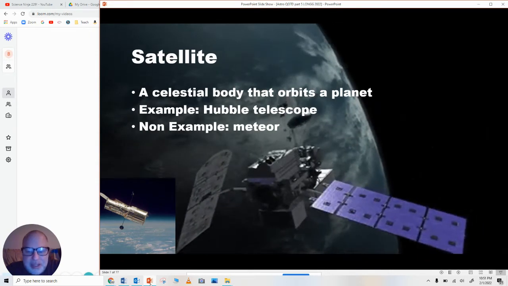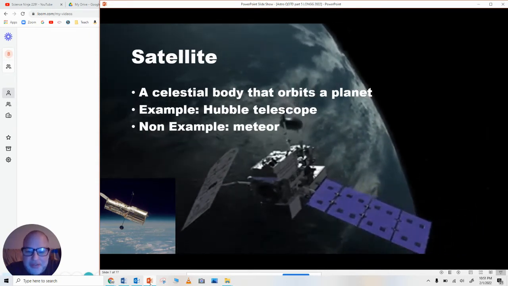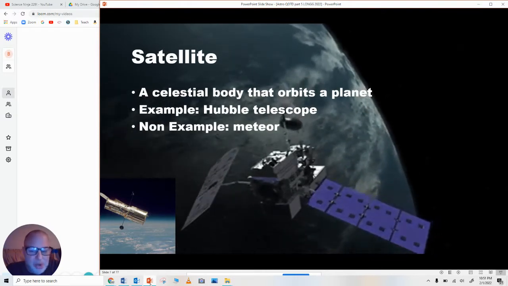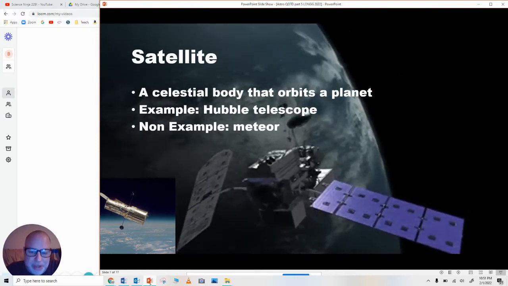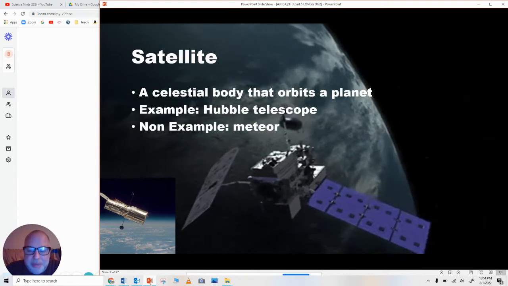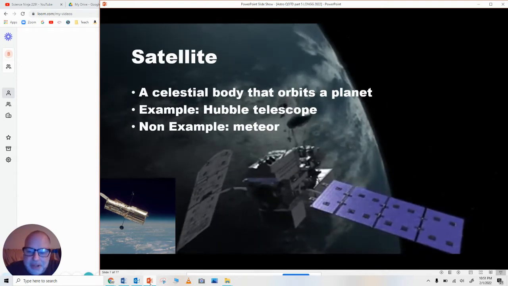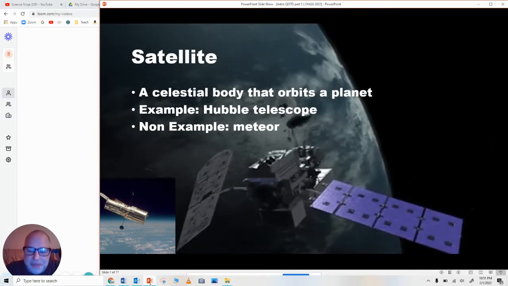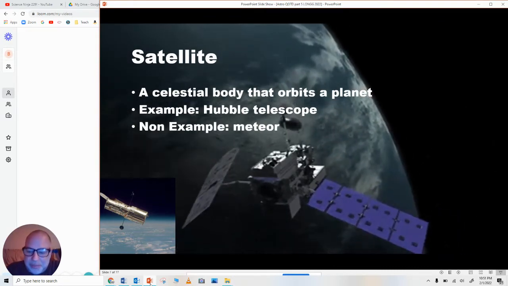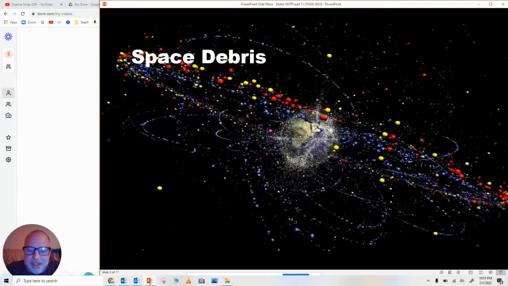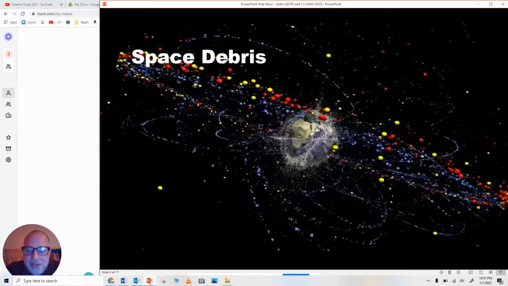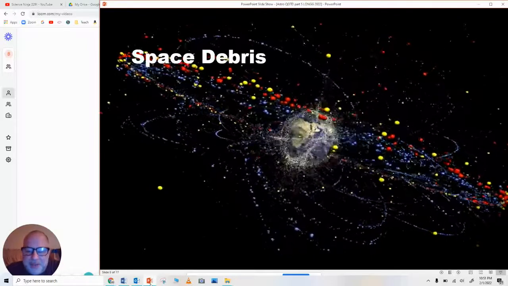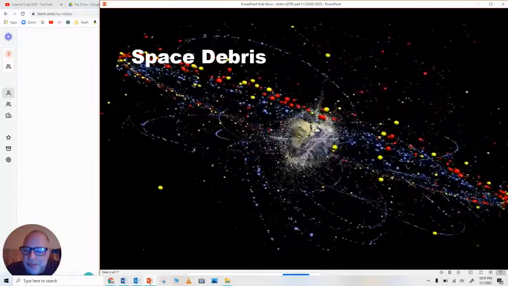There are literally thousands and thousands of examples of these. You could pick the Hubble Space Telescope or any other satellite that you might happen to know about. For a non-example, something else that might be floating around out there could be a meteor, right? That we talk about with small stuff in the solar system. So that's the definition for satellite. And then one quick note is there are a lot of satellites out there, right? If all it takes to be a satellite is something orbiting a planet.